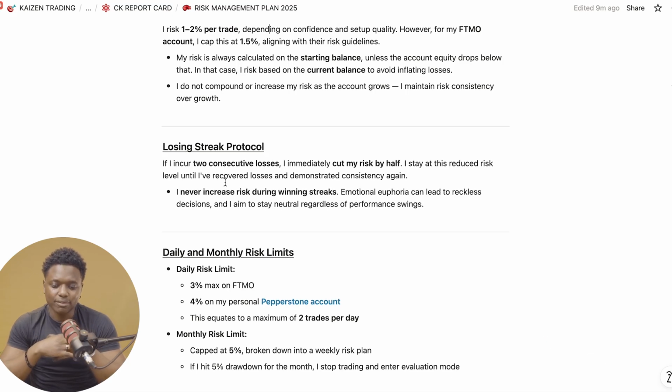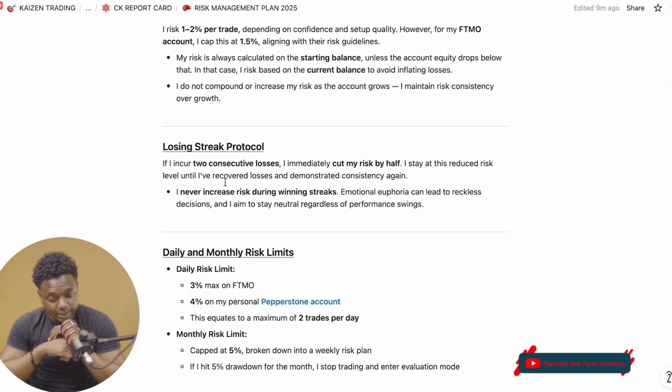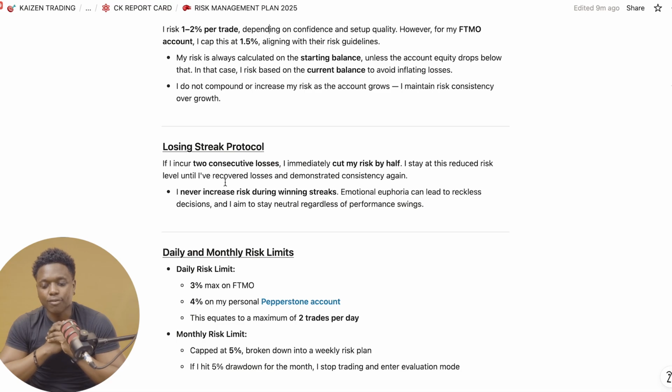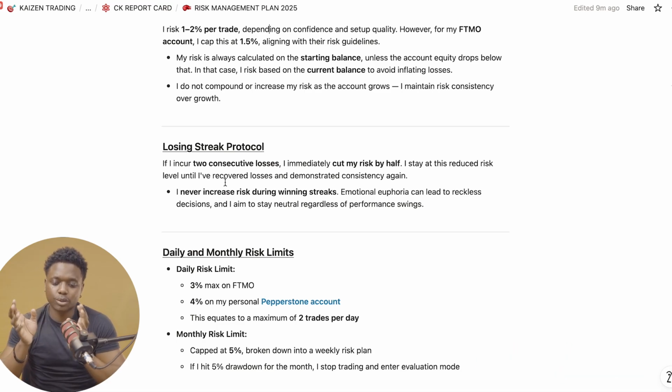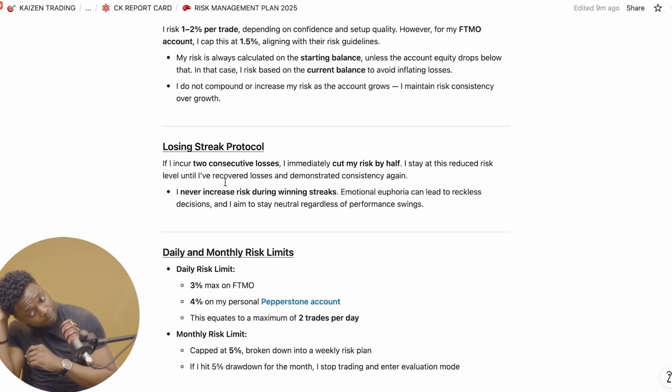Now I have a risk limit. Let's talk about what I've written first: 3% maximum daily on FTMO, and 4% on my own personal account with PaperStone. This equates to a maximum of 2 trades per day. Remember in the previous video I talked about FTMO only risking between 1 to 1.5. So if I have 2 trades risking 1.5 and 1.5, my maximum risk is 3%. At any given time, I only have 2 trades running.